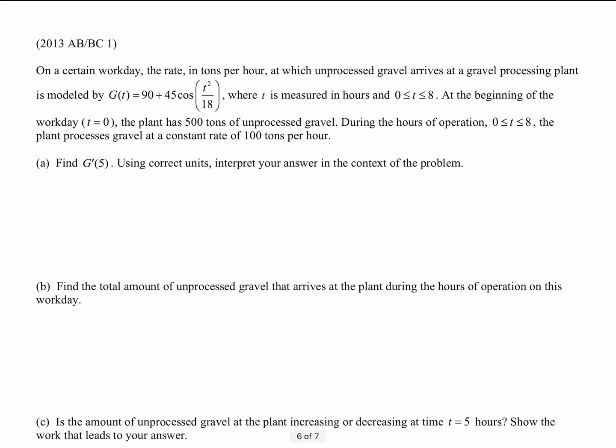So I'm going to illustrate this using 2013 AB/BC problem number 1, which was a calculator problem. If you want to just look through that problem real quick, we're given a function g of t, which represents the rate at which unprocessed gravel arrives at a processing plant. And then in the last sentence, we're told that the plant processes the gravel at a constant rate of 100 tons per hour. So that's our out rate.